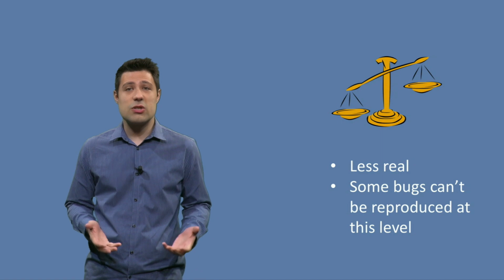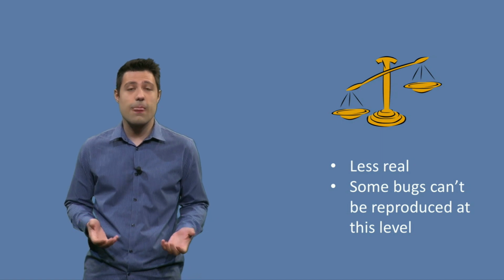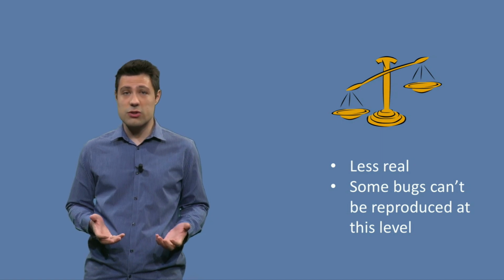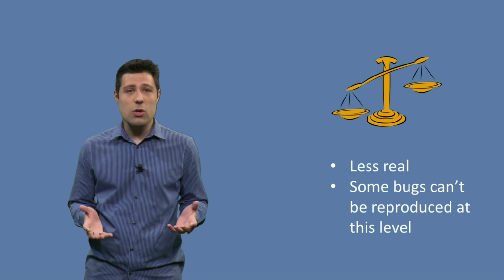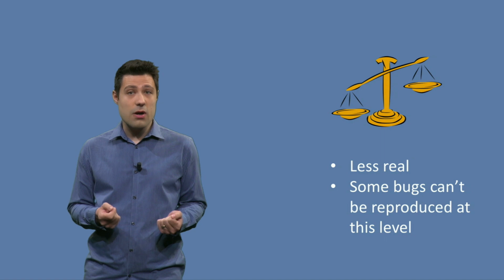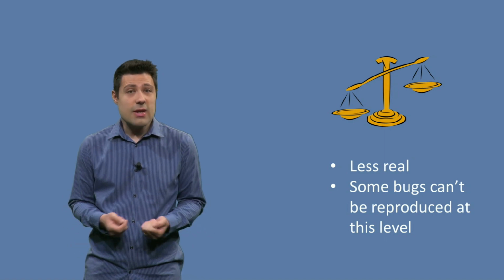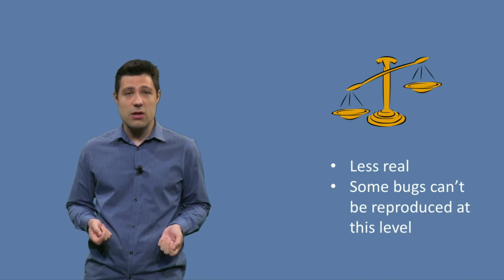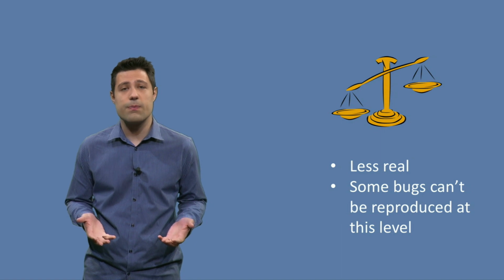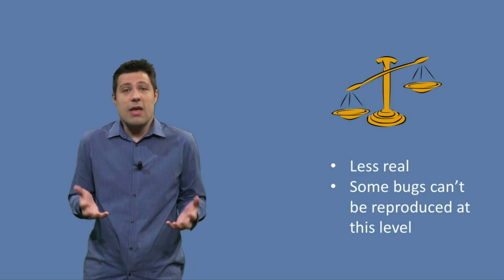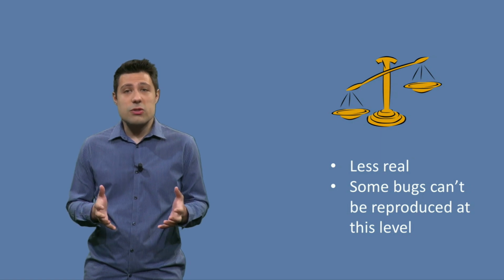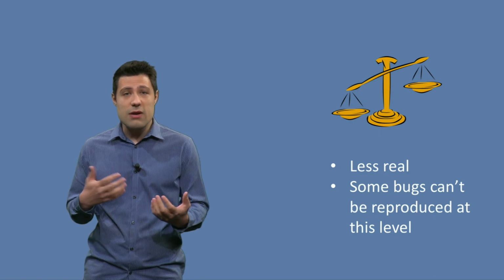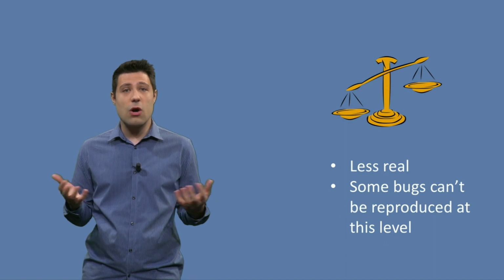But a disadvantage is that these tests are less real. In real life, your software is not just about one class, but about many classes working together. So in a way, unit tests are far from reality. The second disadvantage is that some bugs cannot be reproduced at this level. Some of them just happen when everything is put together, right? Think about a web application. Some bugs only appear when you have HTML and JavaScript and your server-side application all working together.